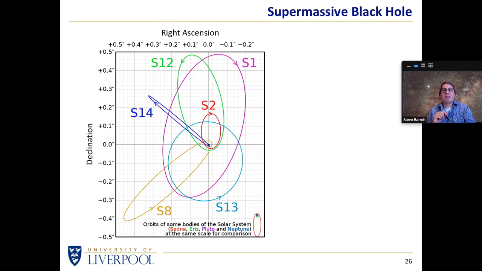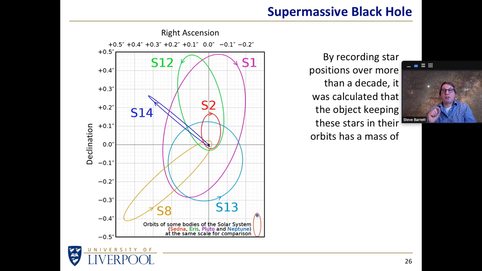So for over a decade, the orbits of stars very close to the centre of the galaxy have been monitored, and a number of stars are moving in elliptical orbits, which tell us what the mass of that central object must be. It must be large enough to keep those stars moving in orbits, and some of these orbits have a period of maybe only a few years, so it must be a very massive object to make those stars move the way they do. And it's been calculated that not only is it very massive, it must also be very small.